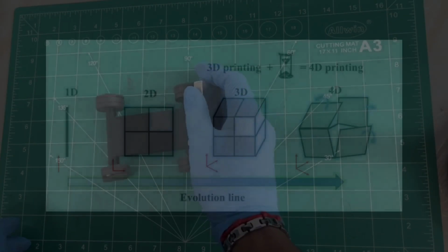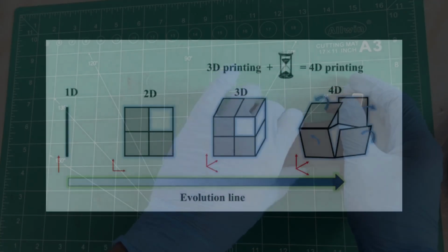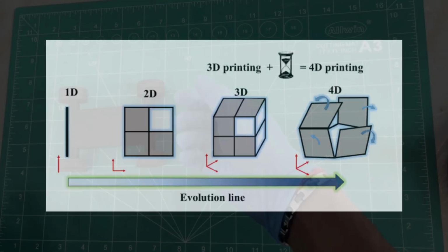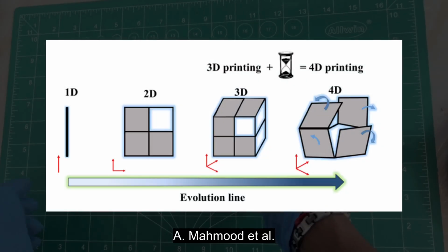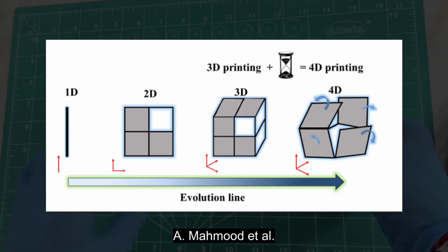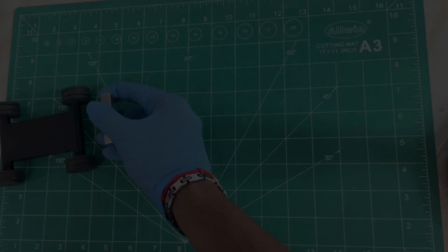Before diving into that, we have one dimensional, which is a dot that can move in one axis. And then there's two dimensional, which is the inclusion of the y axis. And then there's 3D printed objects, which can move relative to the z axis. And finally, we have a 4D printed model, which can react to an external stimuli.